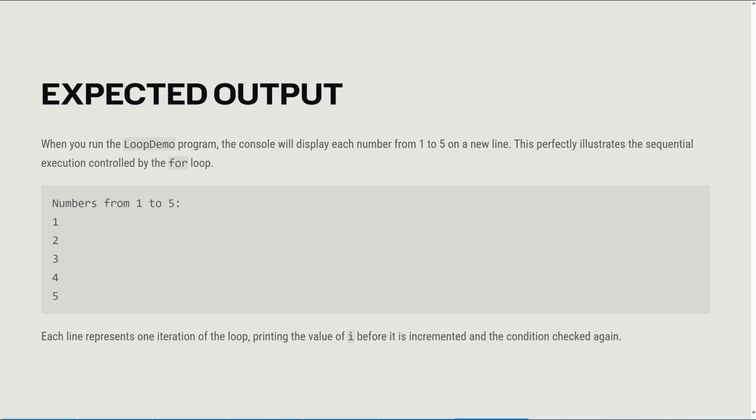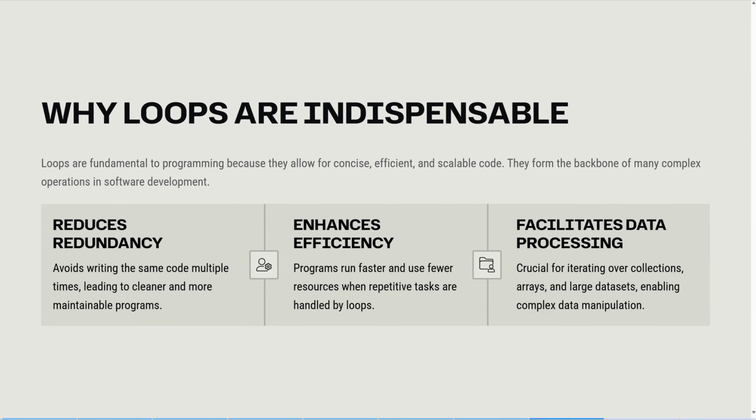When we run the program, the output is numbers from 1 to 5: 1, 2, 3, 4, 5. This example may look simple, but loops are extremely powerful. They help us process large amounts of data, like printing a multiplication table, reading values from an array, or handling input from users. The for loop is perfect when we know how many times we need to repeat something.